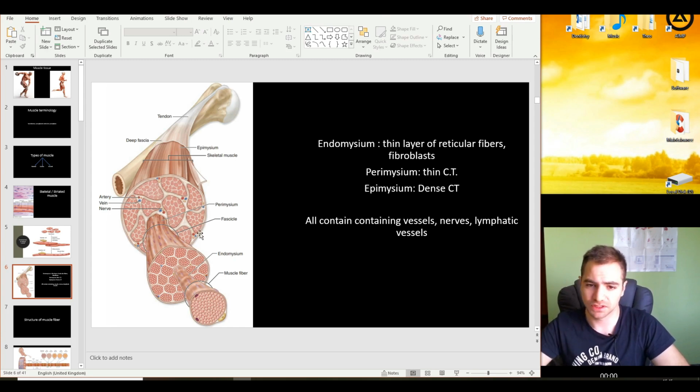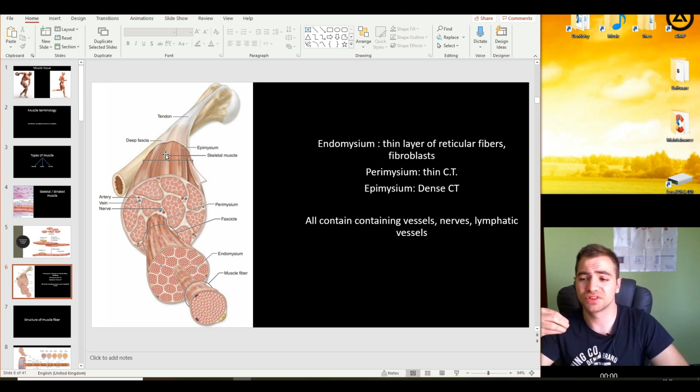Now, many fascicles will again aggregate together to form the muscle as it is. This structure, the muscle itself, is surrounded and covered by the epimysium. This is dense connective tissue. This connective tissue will be continuous with a tendon. The tendon, again, we saw in the connective tissue lecture.